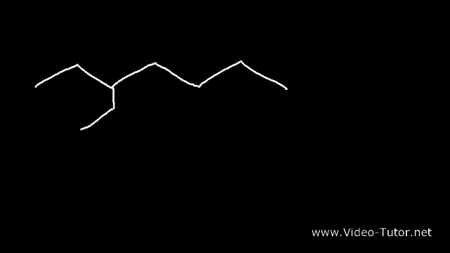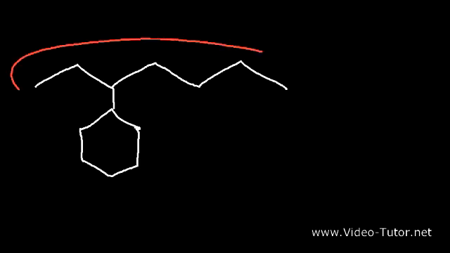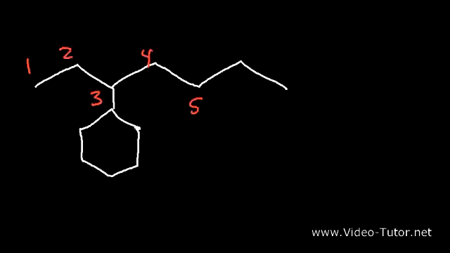Let's move on to our next example. Go ahead and name this compound. So we need to identify the longest chain. The longest chain is not the ring. It is the straight chain that we see here. The ring has 6 carbons, but the chain above has 7. So that's going to be the parent name, which is associated with the word heptane.